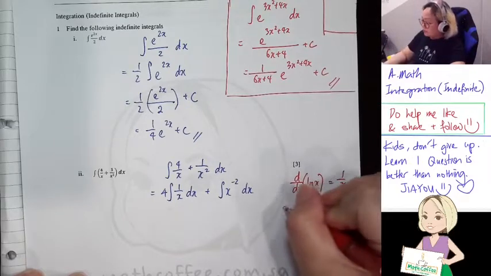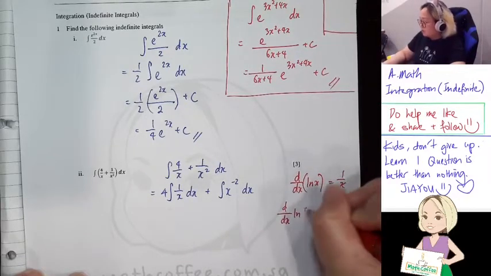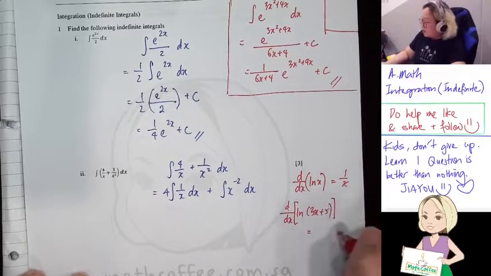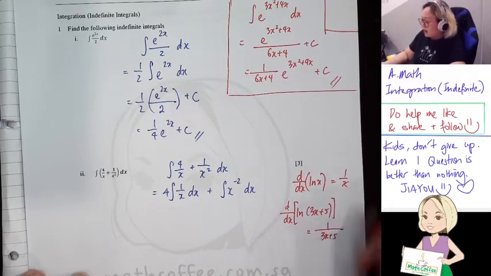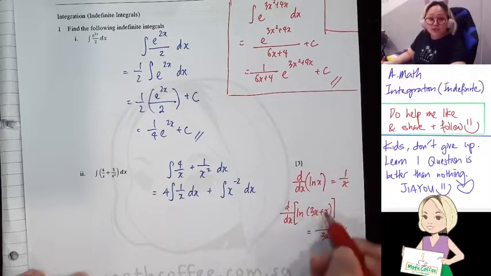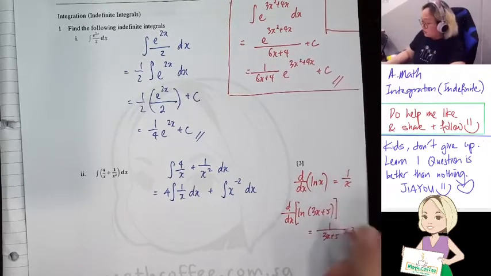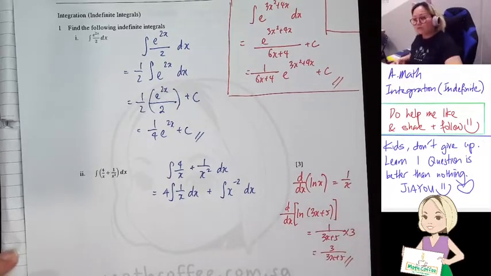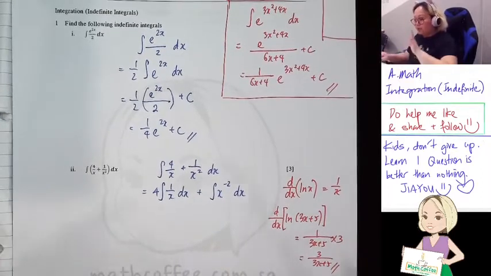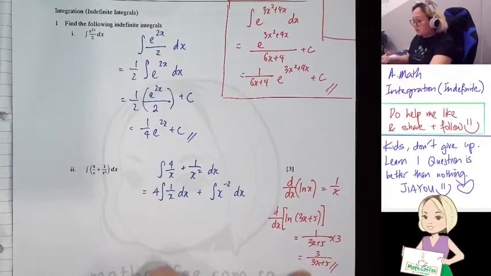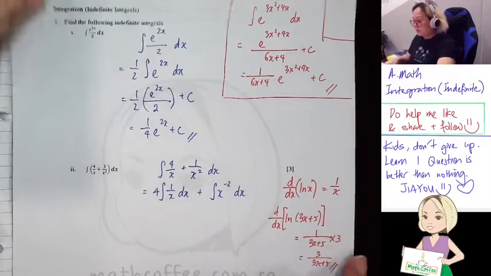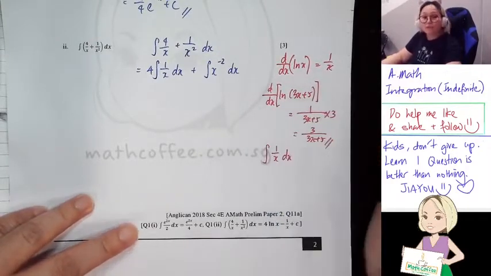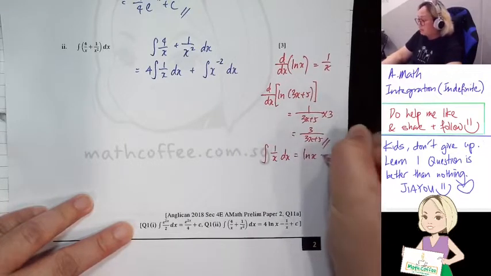Side note here: if I differentiate, let's say, ln of 3x plus 5, we will get 1 over 3x plus 5 multiplied by differentiate the inside, which is 3. So it's times 3, and we put it as 3 over 3x plus 5. Done. This is differentiation, don't get confused. This is how you do this kind of question. Then when I do integration, if I integrate 1 over x with respect to x, you will get ln x plus c.